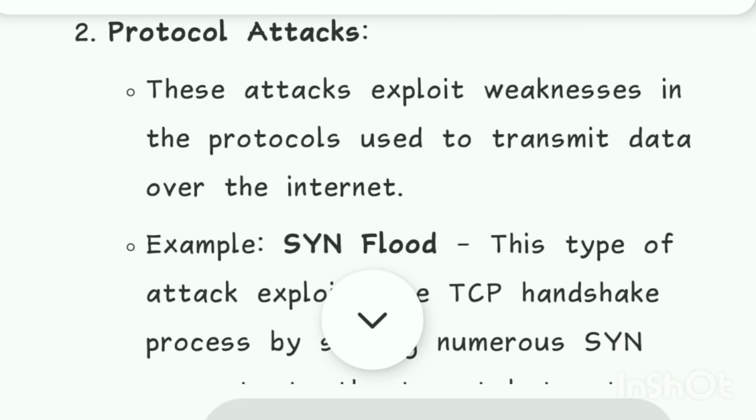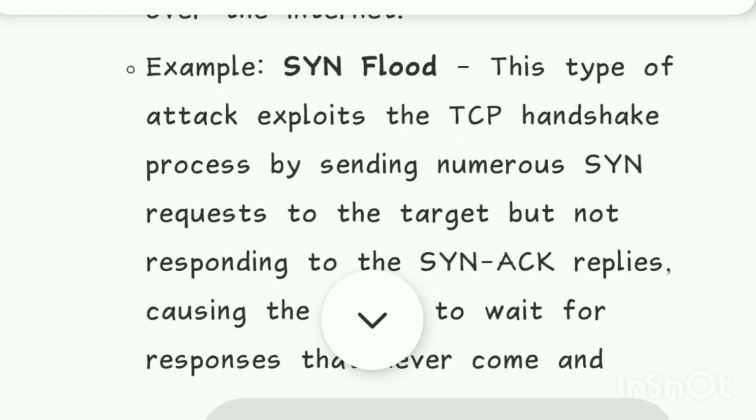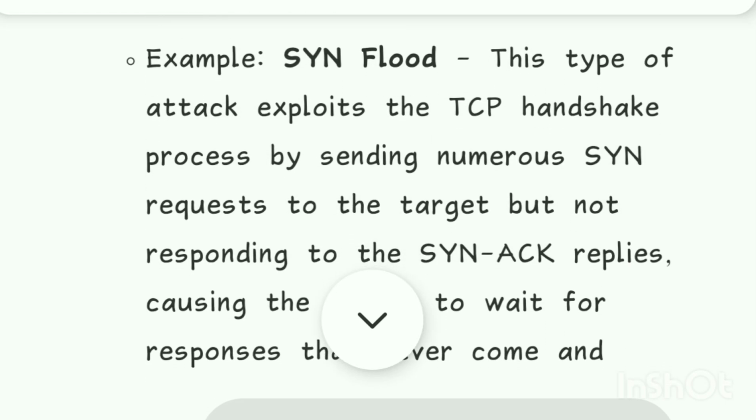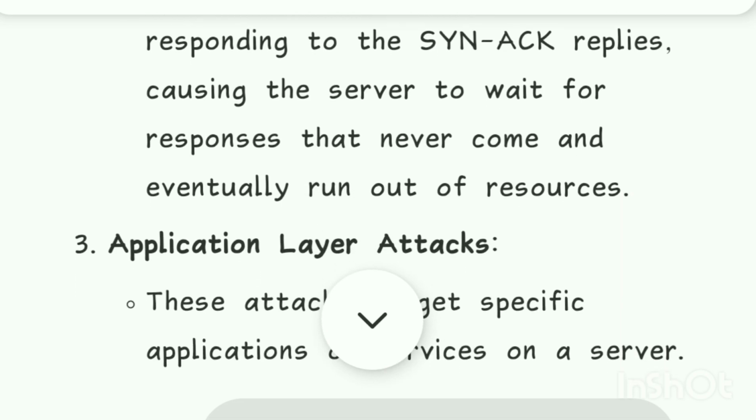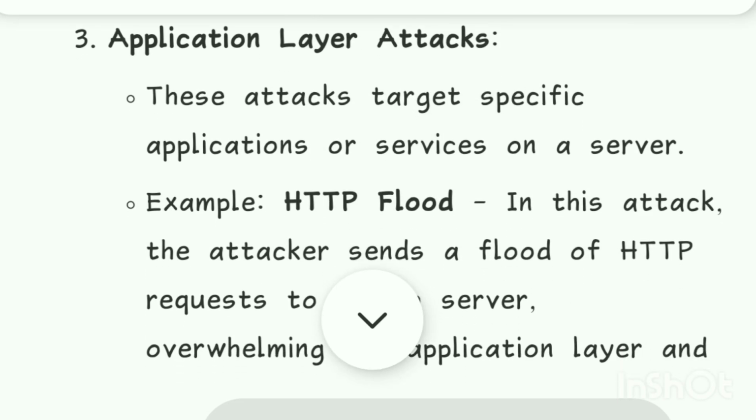2. Protocol attacks. These attacks exploit weaknesses in the protocols used to transmit data over the internet. Example, SYN flood. This type of attack exploits the TCP handshake process by sending numerous SYN requests to the target, but not responding to the SYN-ACK replies, causing the server to wait for responses that never come and eventually run out of resources.